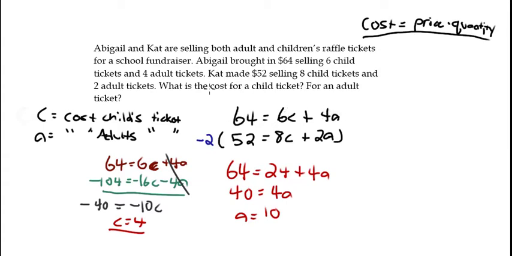Okay, we're looking good. And when you plug it back in, you don't have to do this times negative 2 on the bottom. Let me get rid of that. So if we look down here, 52 equals, so 8 times 4, so that's 32, plus 2 times 10. So we have 32 plus 20, excuse me, oh my goodness, plus 20 is equal to 52. And there we go. So the cost of one child's ticket is $4. The cost of an adult ticket is $10.